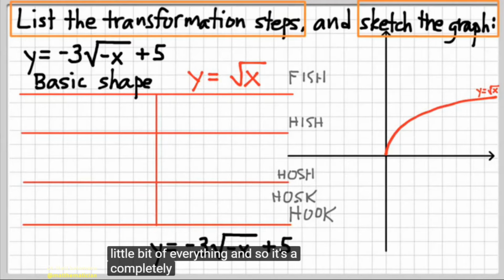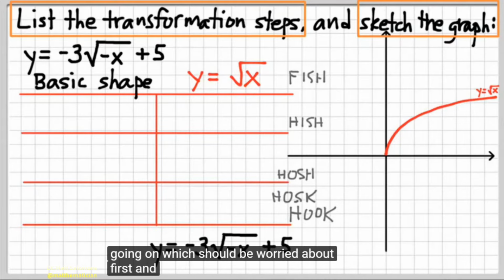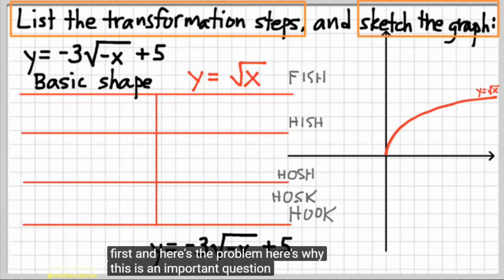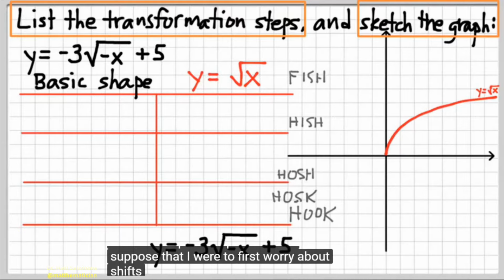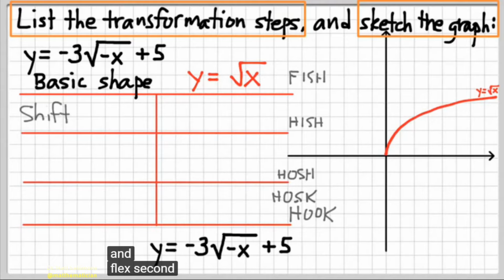And so it's a completely necessary question to ask yourself in this example: if we have all three of these things going on, which should we worry about first? Here's why this is an important question. Let's suppose that I were to first worry about shifts and then worry about reflection second. So we've got a shift, we've got a reflection. Let's suppose we shift first and reflect second. Take a look at what would happen.